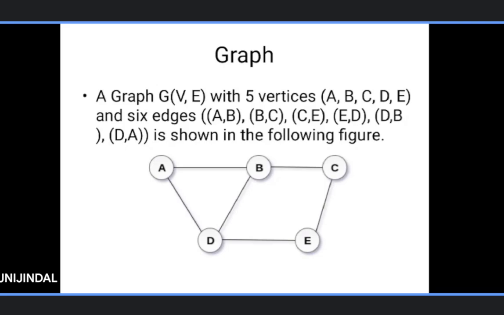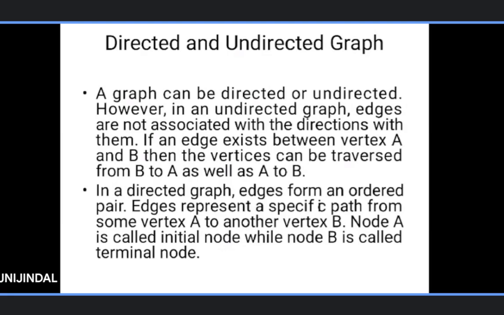So we call this graph G(V, E). V comprises 5 vertices A, B, C, D, E, and E comprises 6 edges: A-B, B-C, C-E, E-D, D-B, and D-A. And this graph we can show pictorially using this figure.